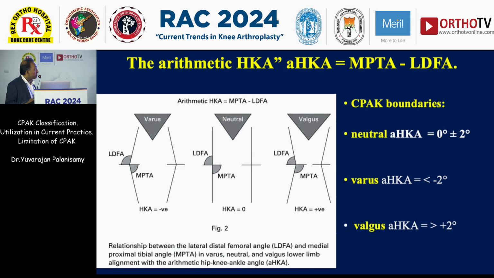The boundary for arithmetic HKA is calculated by subtracting the MPTA from the LDFA. If it is between 0 plus or minus 2 degrees, you call it a neutral alignment of the knee, the center one. Anything less than minus 2, subtracting MPTA from LDFA, becomes a varus alignment of the knee. I am talking only about the alignment now, not the joint line. Anything more than plus 2 degrees, they categorize as a valgus alignment of the knee.